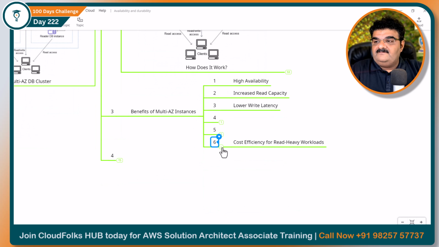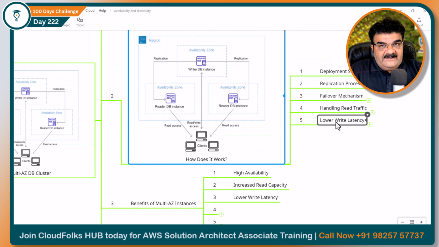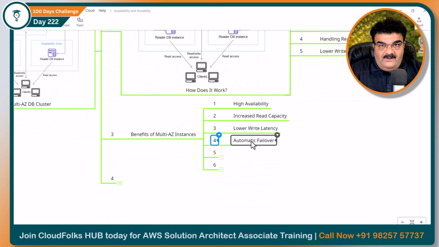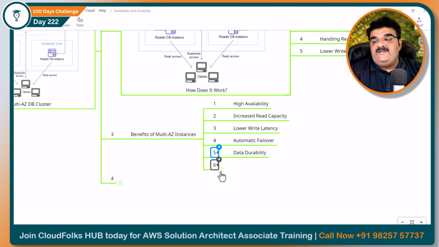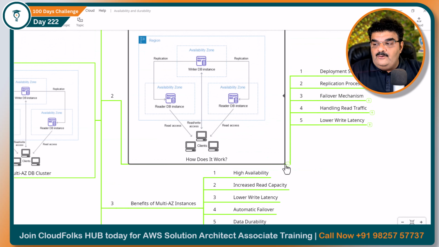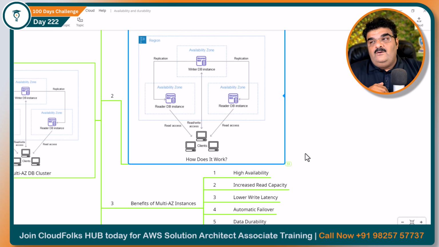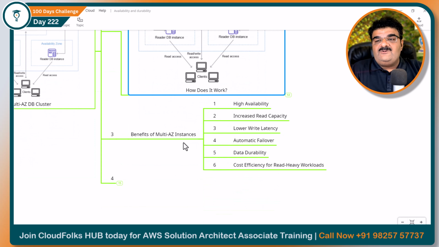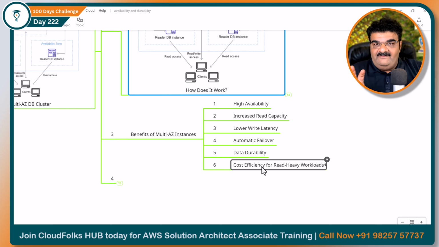Lower write latency, I already explained this over here, why we have lower write latency. Automatic failover: if your writer goes down, a reader will automatically become the writer and it will work automatically. Data durability: you are storing your data in three availability zones, so your data durability will be very high. And cost efficiency for read heavy. If you have a read heavy load, if you are getting too many read requests, then it is always a good idea to go with this particular deployment option. Otherwise, it is expensive as well. But keep this in mind, cost efficiency only when you have a read heavy workload.